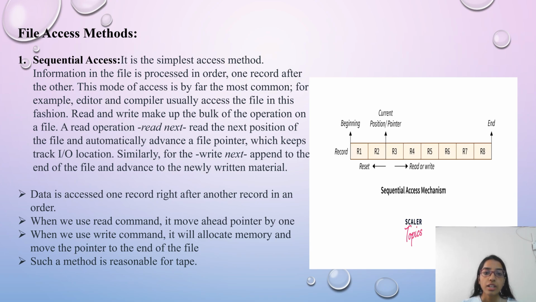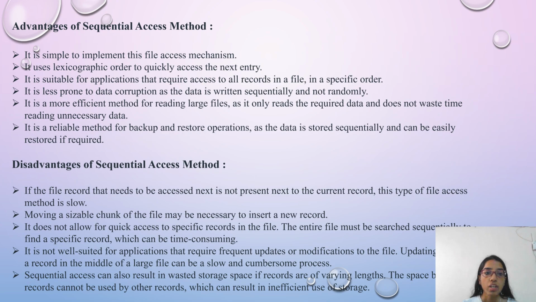A read operation reads the next portion of the file and automatically advances a file pointer, which keeps track of the input-output location. Similarly, for the write next, it appends to the end of the file and advances to the newly written material. Data is accessed one record right after another record in an order. When we use the read command, it moves the pointer ahead by one. When we use the write command, it will allocate memory and move the pointer to the end of the file. Such a method is reasonable for tape.